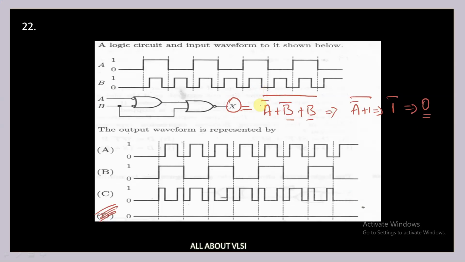So from the expression only we can get the answer. (A bar plus B bar plus B) the whole bar. B plus B bar is 1. So A bar plus 1 is 1. So 1 complement is 0. So your answer is 0.